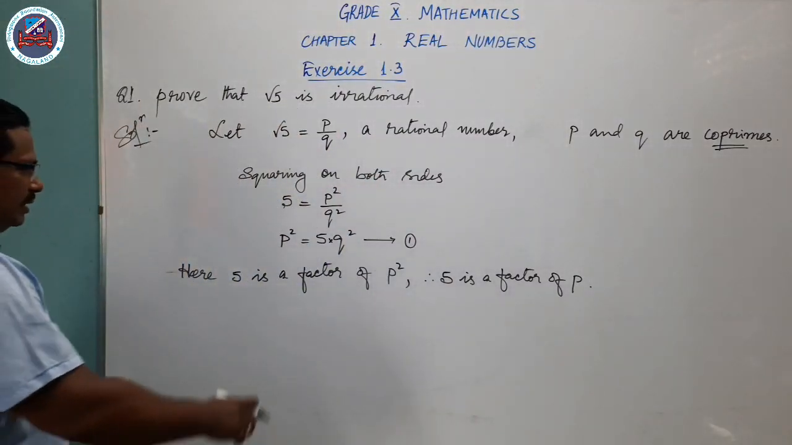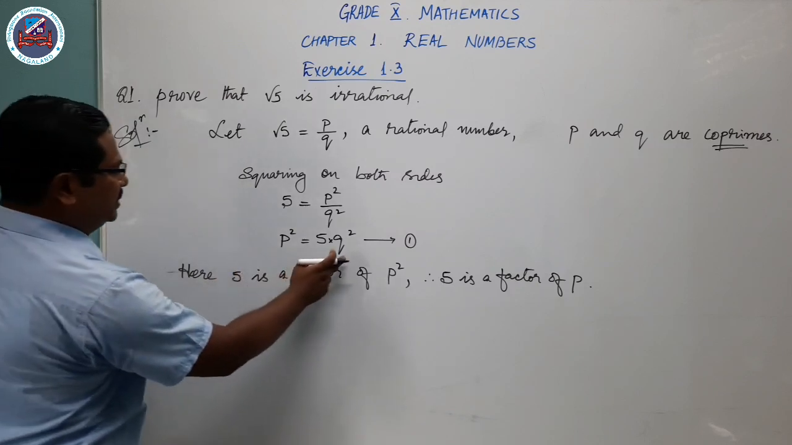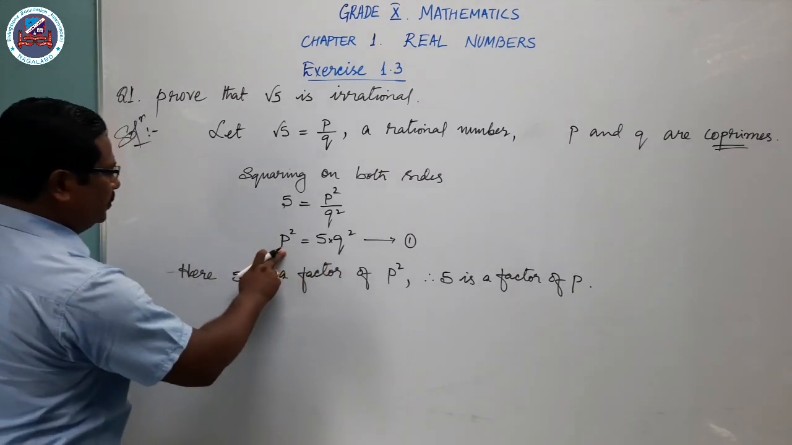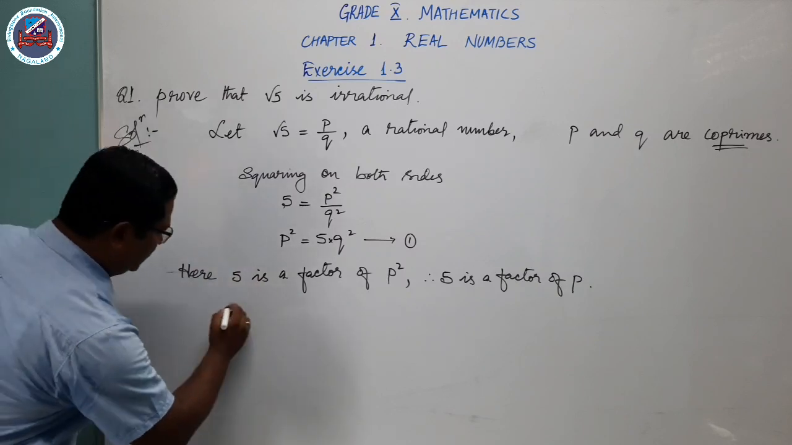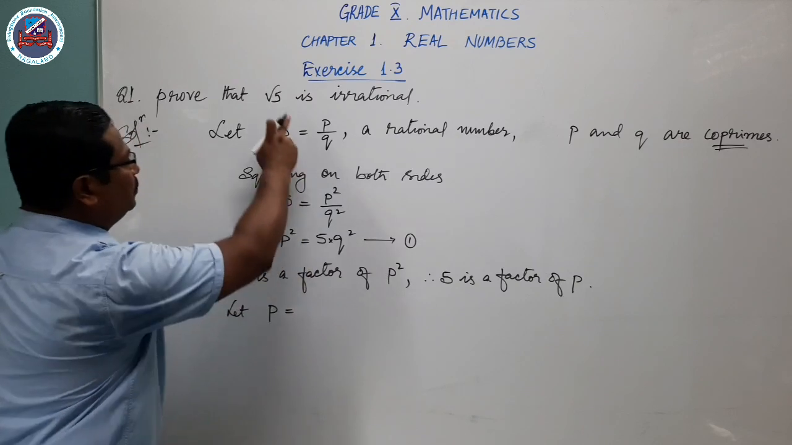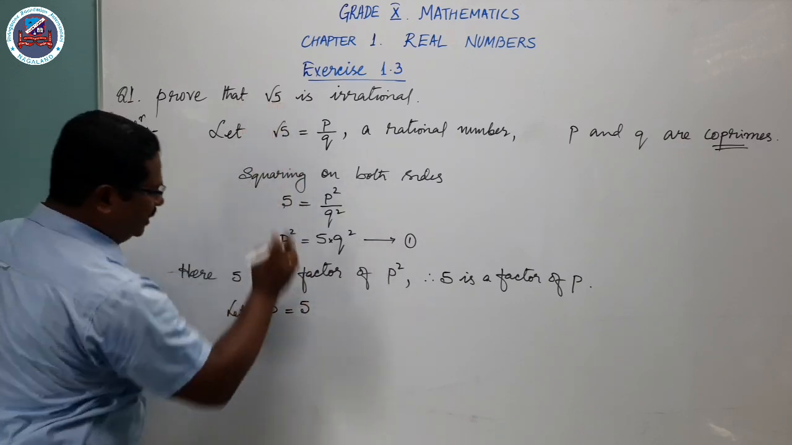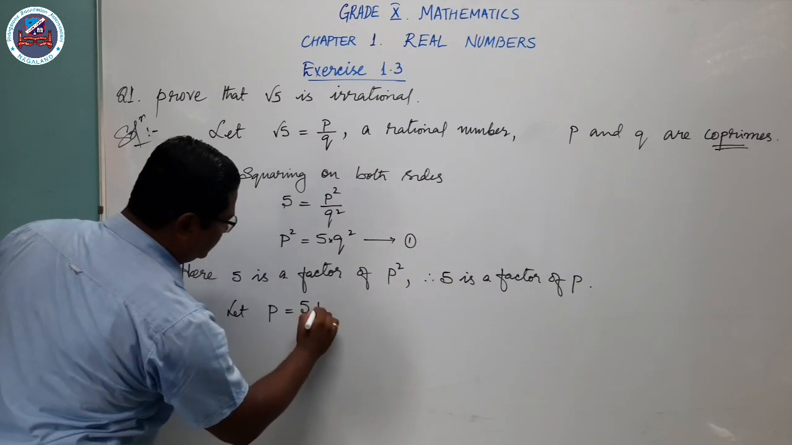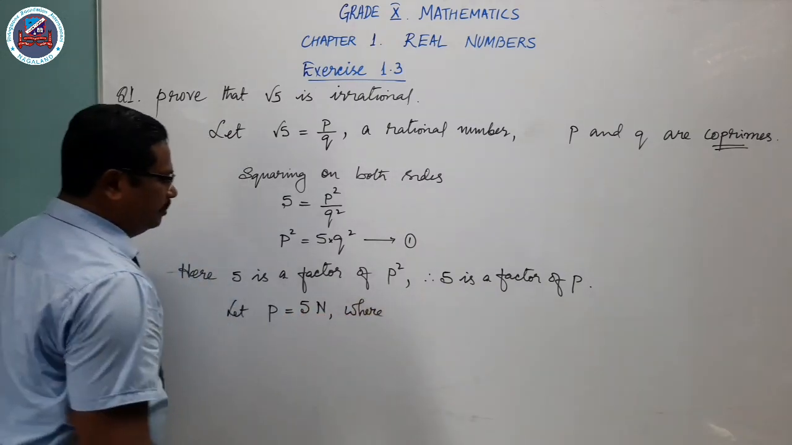After finding the factor for p, we don't require p anymore, so we'll try to replace it. How to replace it? Let p be equal to 5n if you are doing it for root 5. If you are doing it for root 3, then you have to take 3. So p is 5 times n, where n is a natural number.